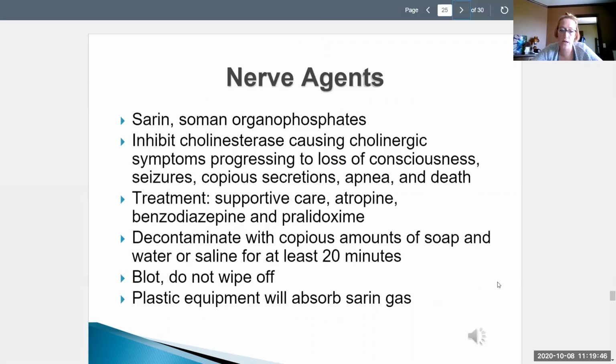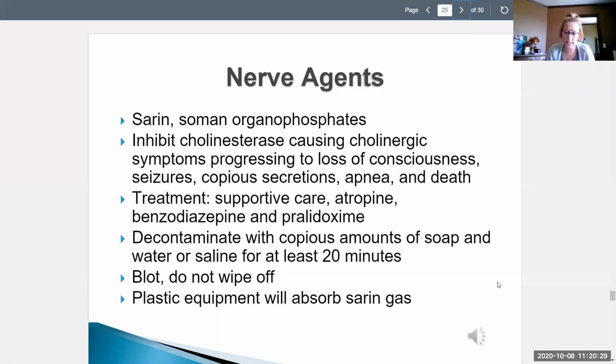Nerve agents are examples of that, such as sarin and soman, organophosphates. Nerve agents are easily dispersed and they produce symptoms within seconds. So they can be very life-threatening very, very quickly. They inhibit cholinesterase, which causes cholinergic symptoms to progress to loss of consciousness, seizures. They can have copious amounts of secretions, apnea, and even death. Treatment is supportive care, and then atropine, benzodiazepine, and pralidoxime are the antidote for these nerve agents. Those need to be given as soon as possible to try and reverse it.